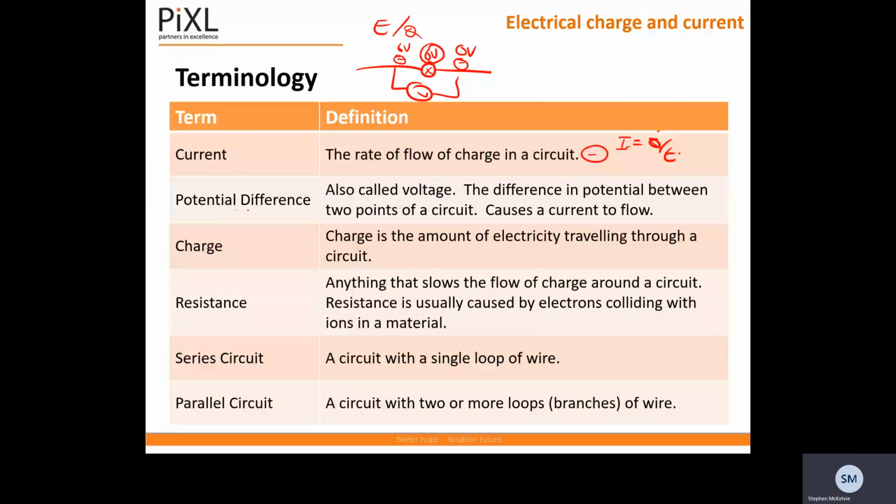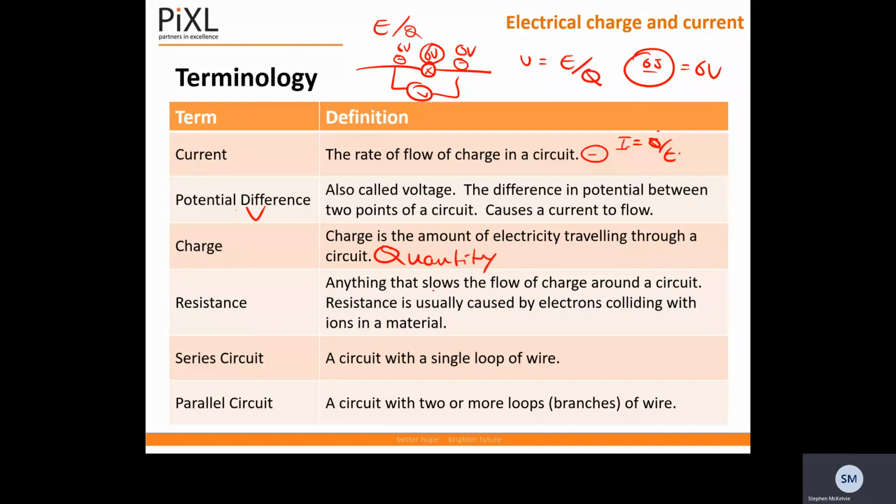The potential difference, or the volts, is equal to the amount of energy per coulomb of charge. So if I had a coulomb here and it was carrying 6 joules of energy, that would be the same as 6 volts. Charge is the amount of electricity traveling through a circuit. We say charge is a symbol for Q. That stands for quantity of charge.